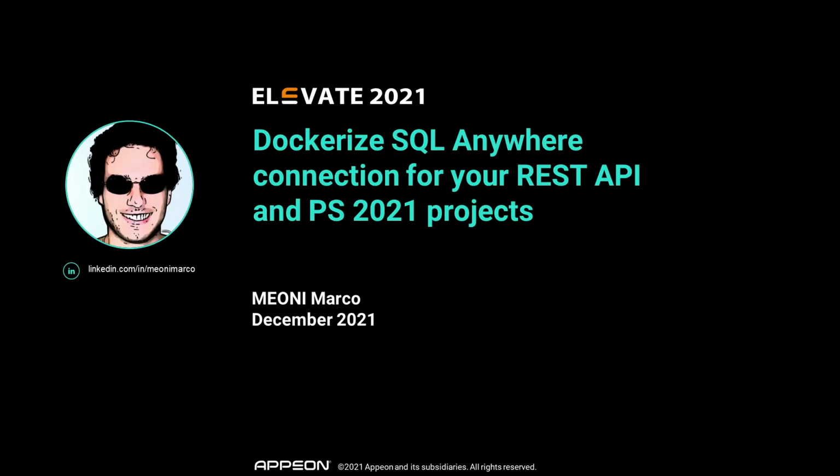The first exercise will target PowerServer 2021 projects, migrating the Appeon SalesDemo application. A second exercise will instead Dockerize a REST API project.